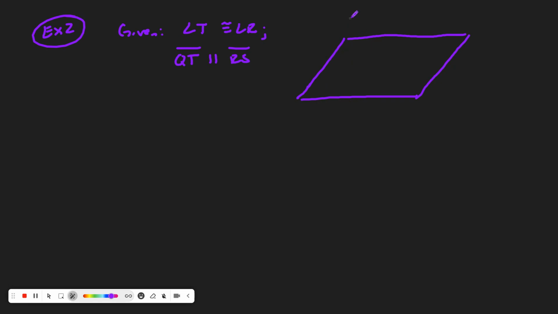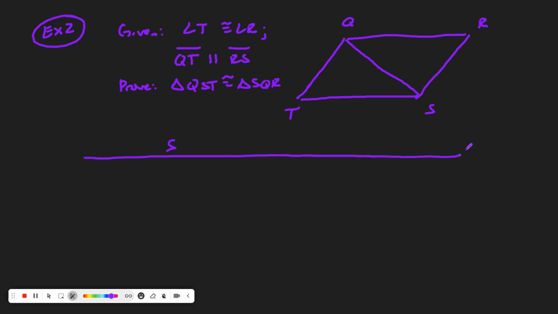So we'll name this Q, R, S, T, and then we'll draw in segment QS to create our 2 triangles. So there's your 2 triangles. We would like to prove that triangle QST is congruent to triangle SQR. Okay, and again, I'll set up my statements and reasons, and then we'll go from there.